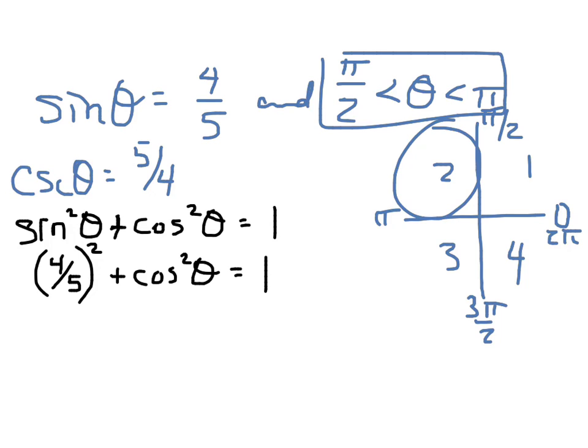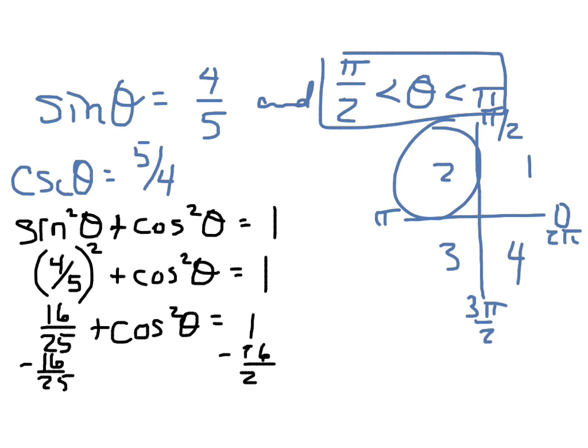Now, a lot of you don't like fractions. Well, too bad. What's 4/5 squared? When you do that, do 4 squared and then 5 squared. 16 over 25. Awesome. Plus cosine squared equals 1. How do I get the cosine by itself? Subtract 16/25 over. Very nicely done.